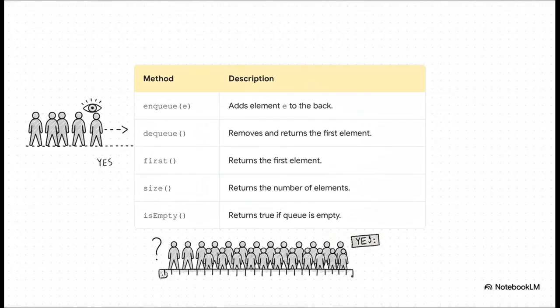What's cool is how they map one-to-one with our ticket line analogy. Enqueue, that's you getting into the back of the line. Dequeue, that's the person at the front finally getting their tickets and leaving. First is like peeking over everyone's shoulder to see who's up next without them actually leaving. And size and empty are pretty self-explanatory. They just tell you how long the line is and whether there's a line at all.